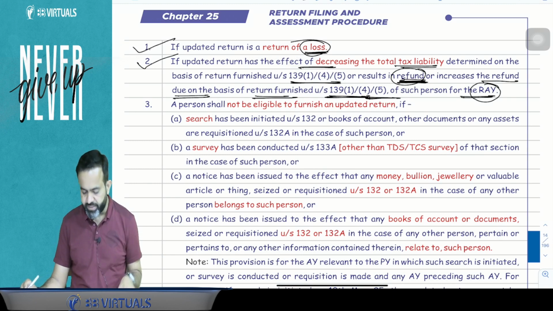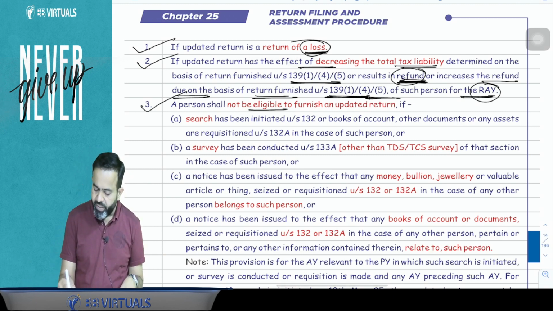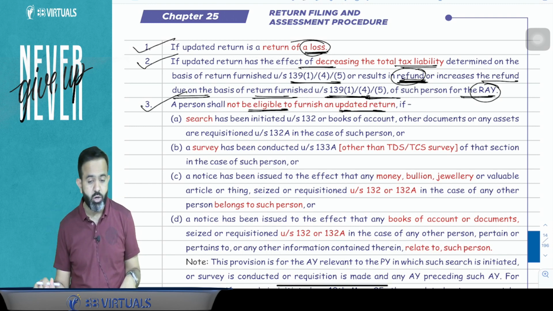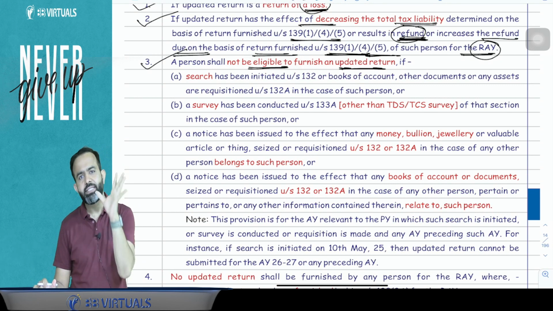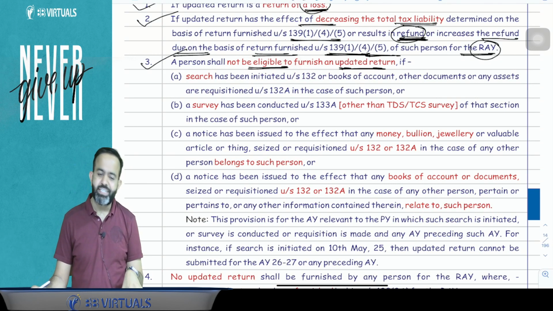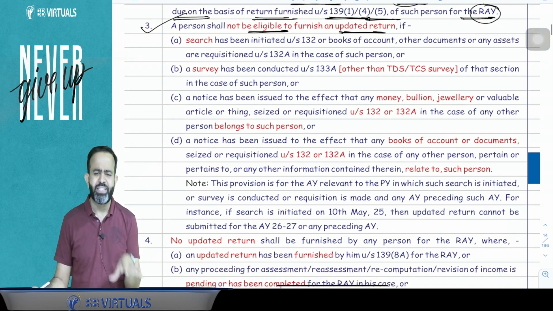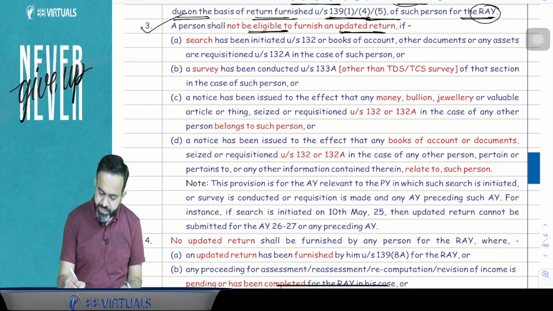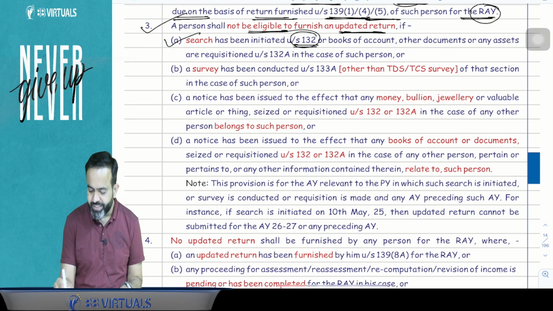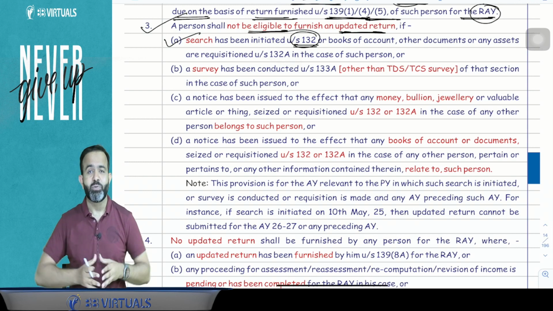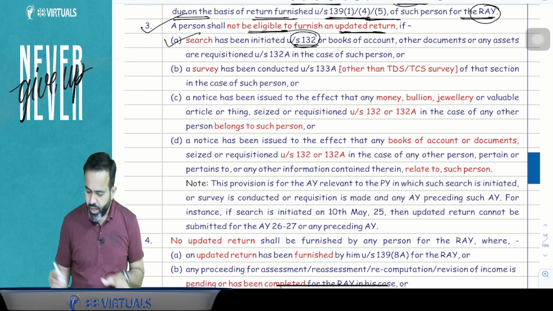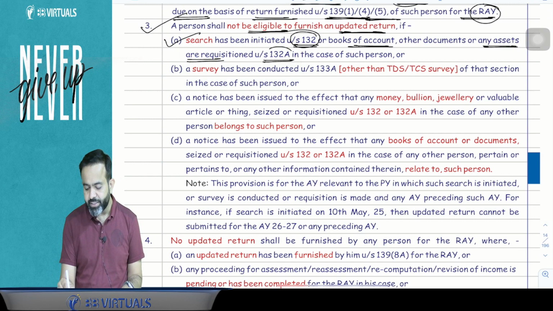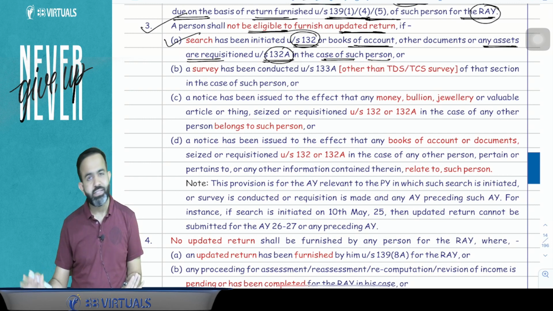Now point number third says that a person shall not be eligible to furnish an updated return in some cases also. One is, suppose a raid is conducted. If a search is conducted, you cannot file the updated return. So point A, if a search has been initiated under section 132, which we discussed yesterday, that is a raid, or books of accounts or other documents or any asset are requisitioned under section 132A in the case of such person.